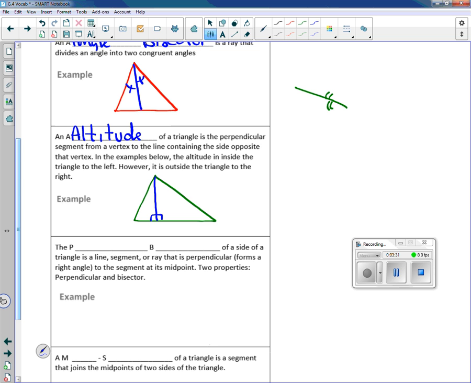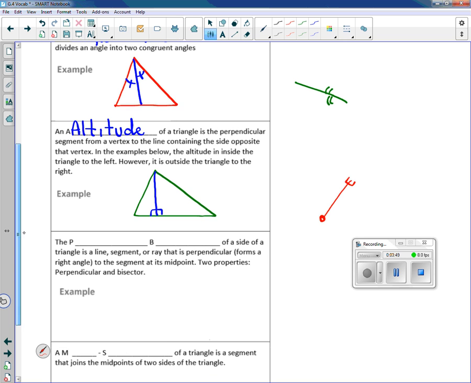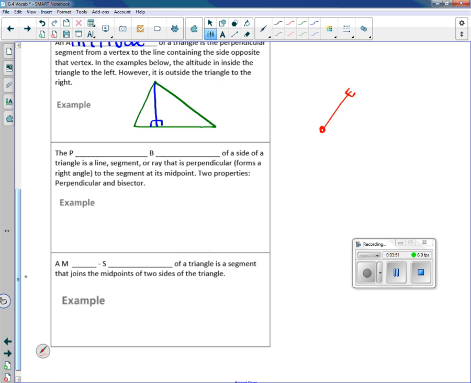Once again, each vertex has one of these. Just like all the other special segments, there is one that comes from this one and goes here, and that's perpendicular, and so on. Each triangle has 3 of these special segments that we've already talked about. I'm just showing you one of them. Let's go on to the next one.